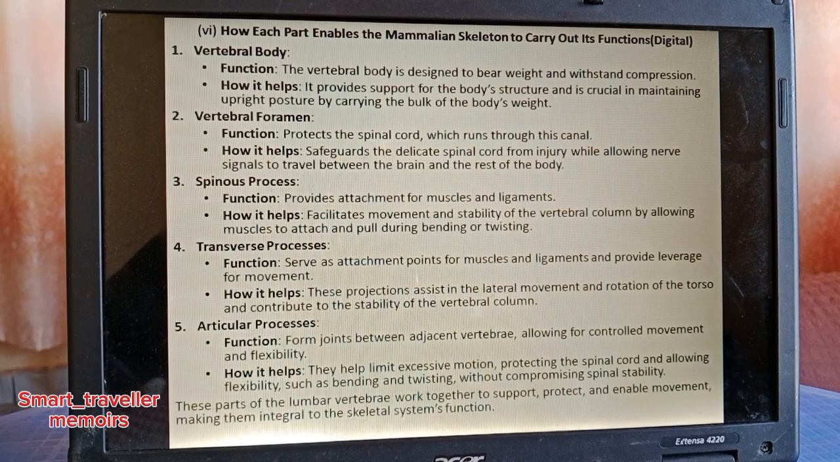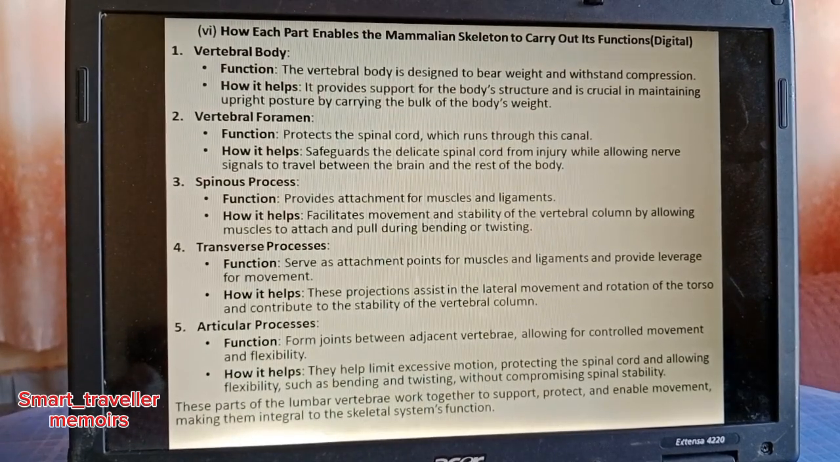The function of the vertebral body is designed to bear weight and withstand compression. You see now, this answer is a bit deeper. It has depth. How it helps: it provides support for the body structure and is crucial in maintaining upright posture by carrying the bulk of the body weight. Vertebral foramen. Function: protects the spinal cord, which runs through this canal. How it helps: safeguards the delicate spinal cord from injury while allowing nerve signals to travel between the brain and the rest of the body.